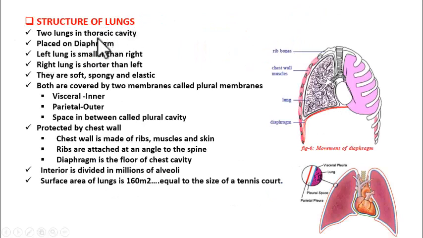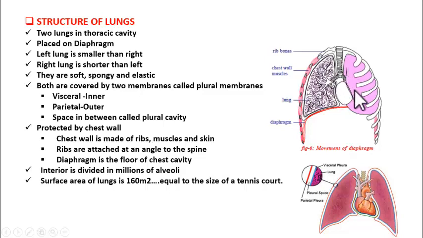Now these lungs are present on or placed on diaphragm. See here, this red line indicates diaphragm. Diaphragm is a muscle. It is a dome-shaped muscle on which our lungs are placed in chest cavity or thoracic cavity. Got it, students?